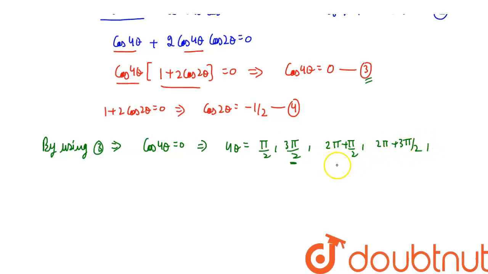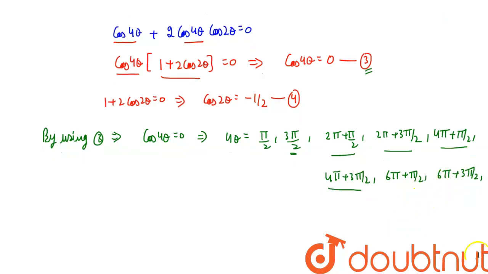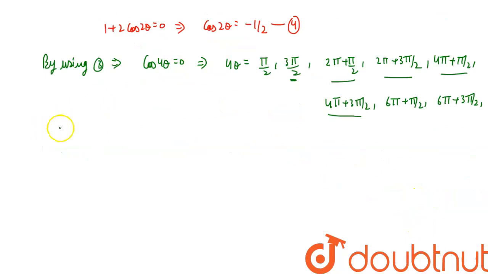Similarly, if we add 2 pi to it, then we get 4 pi plus pi by 2. And if we add 2 pi to this, we get 4 pi plus 3 pi by 2. Now if we add 2 pi to it, we get 6 pi plus pi by 2, and if we add 2 pi again, we get 6 pi plus 3 pi by 2. Like this. Now we are going to solve this ahead. So from this we get the value of 4 theta equal to pi by 2 and 3 pi by 2.